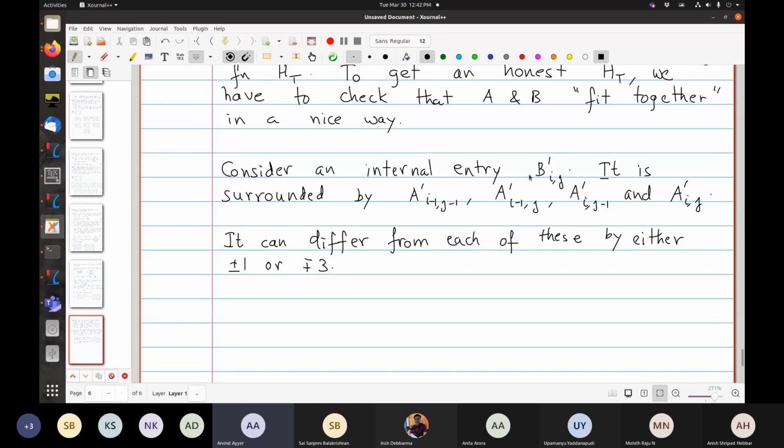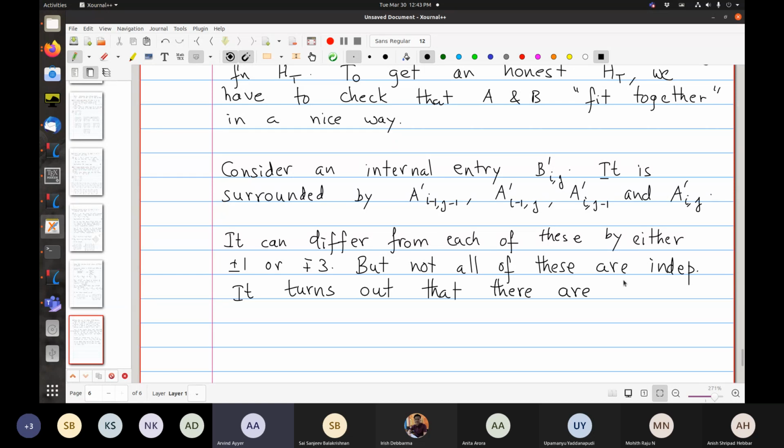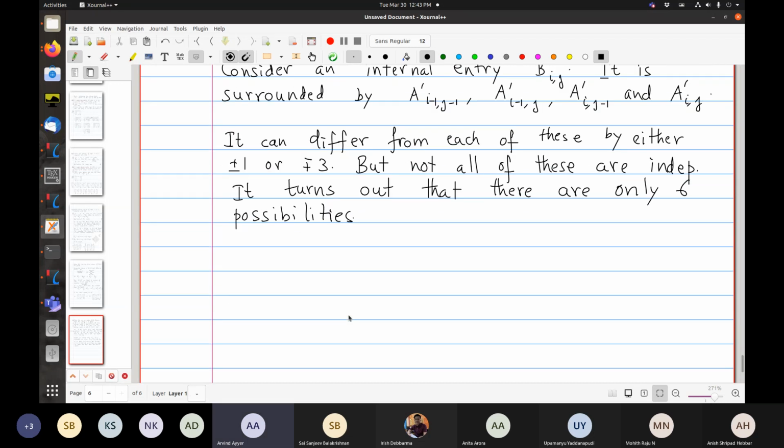So for each one of those, there are 2 possibilities. So this is 2 with this, 2 with this. So a priori, it looks like there are 16 possibilities. But these are not all independent. It turns out there are only 6 possibilities. So let us look at all of them.